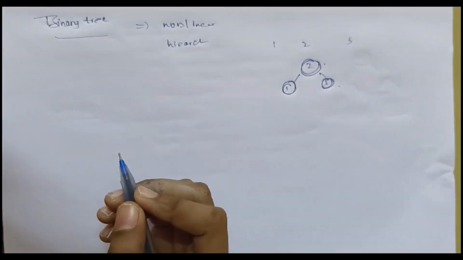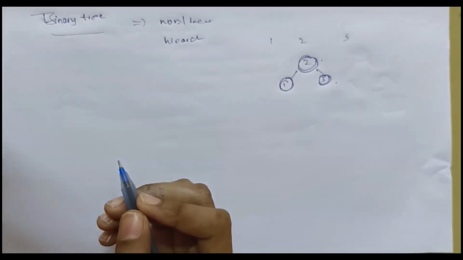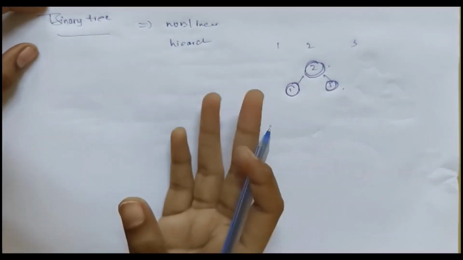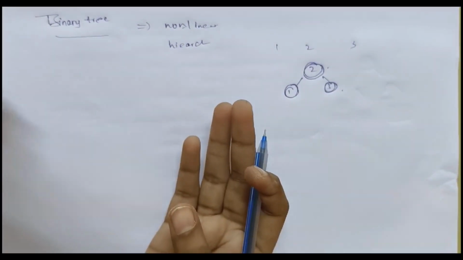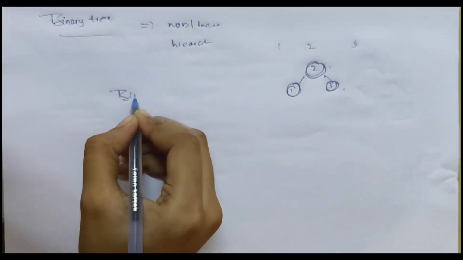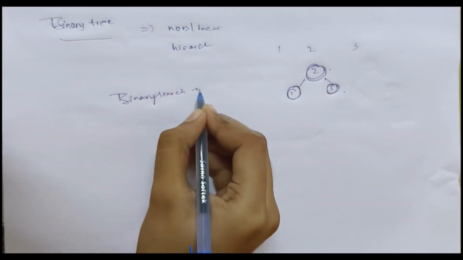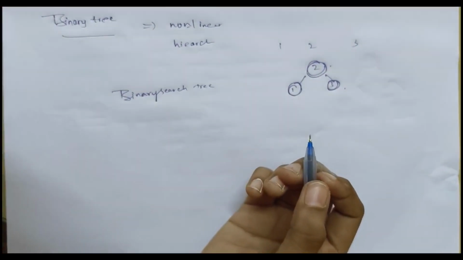Why we use binary search trees instead of binary tree? Because binary tree has high complexity and there are many drawbacks. To overcome those drawbacks, we use binary search trees. Binary search tree is a type of binary tree, but we apply some conditions.